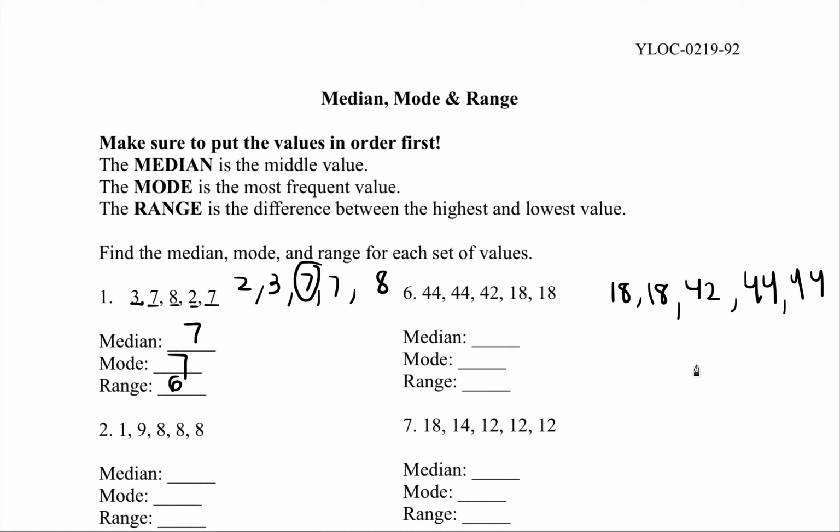And the median is the number that's in the middle, so we could cross out the first value, the last value, the second value, the second to last. There's one left. So the median is 42. And the mode is the number that comes out the most. This one's a bit different. There are actually two modes. There's 18 that comes out twice and 44 that comes out twice. So it is 18 and 44.